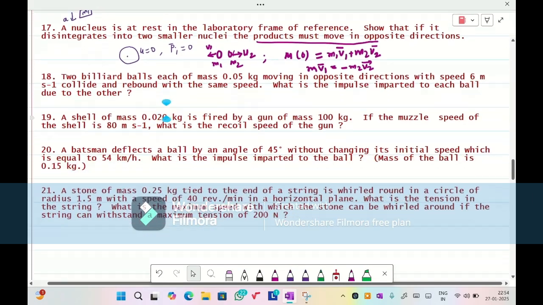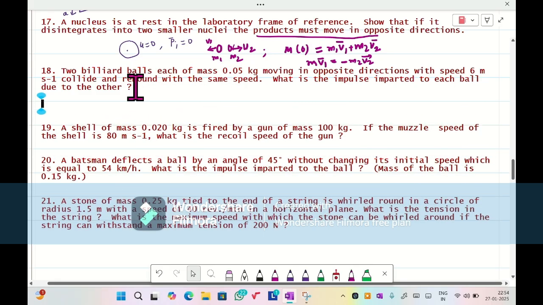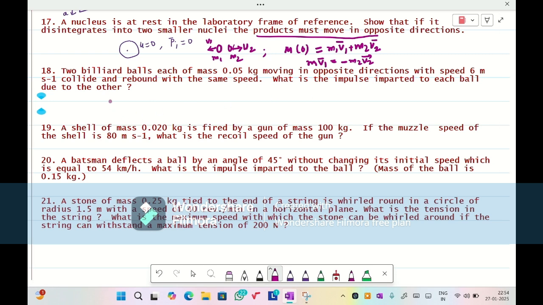So now here also the same third law. This is also related to conservation of momentum only, I think. Read once: two billiard balls each of mass, so masses are equal, moving in opposite direction with the speed 6 meters per second. That means the same speed. And it rebounds with the same speed, which means the collision will happen between them.